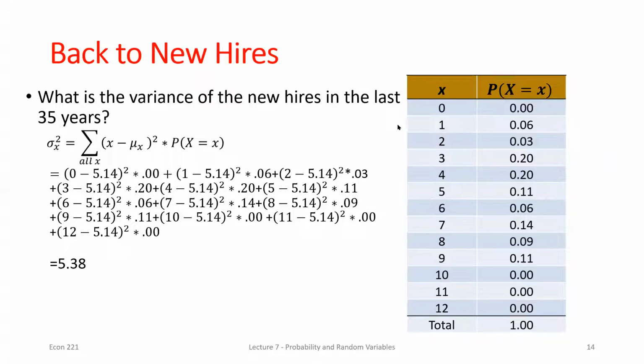So if we're thinking about what this looks like with that new hires data, we'll take that very first outcome of 0. We'll subtract the mean of 5.14. We'll square that deviation, then multiply it by the probability we saw that outcome of 0. Now that was not very interesting because 0 times anything is 0. For the next possible outcome, 1, we'll subtract that mean of 5.14, square it, and then multiply it by the probability we saw 1 occur, which was 0.06. Then just go through and do that for every single observation, add them all in. If we do that, we should get around 5.38, okay?